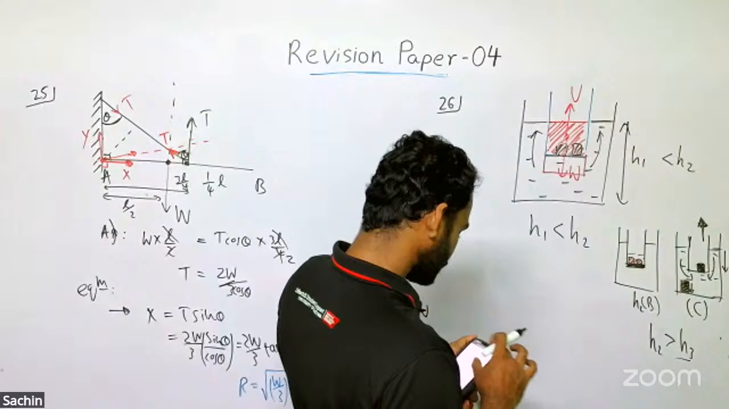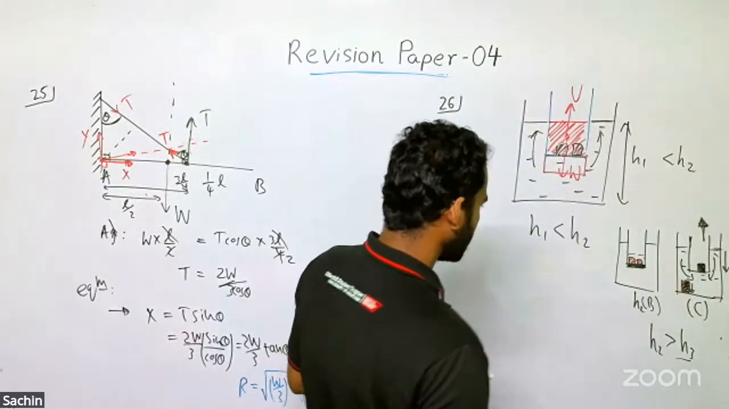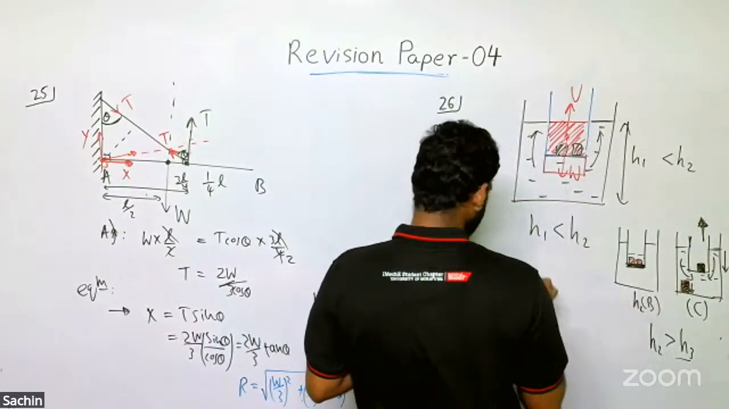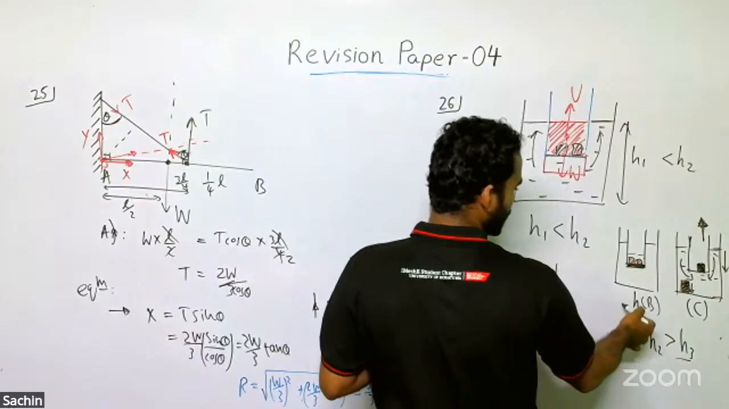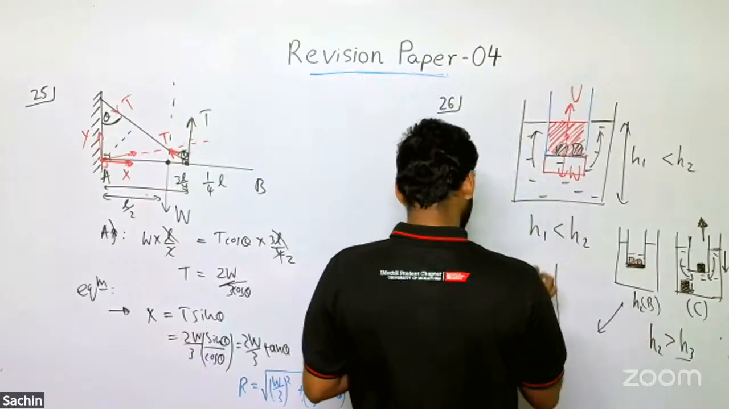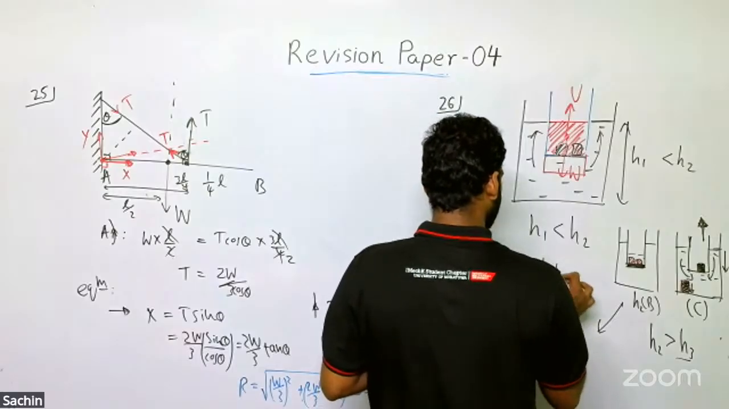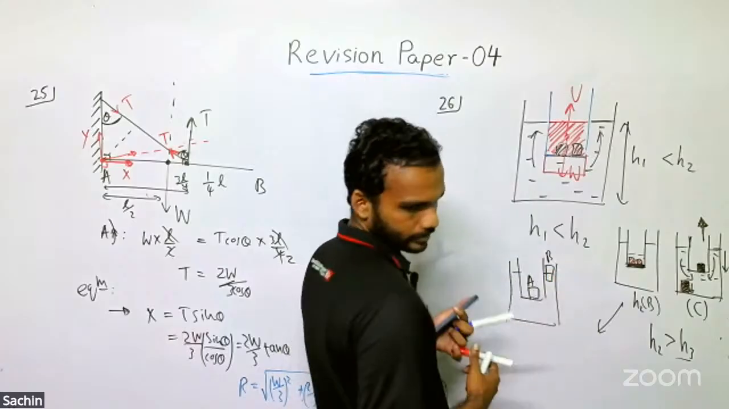And when you compare D with the second case, in D also you can see that A and B are both floating.